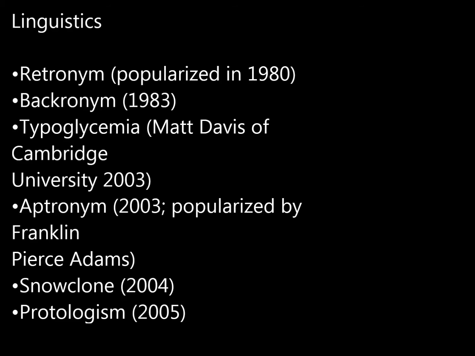Finally, in linguistics, we have words like retronym, popularized in 1980. We have backronym, created in 1983. We have typoglycemia, created by Mike Davis of Cambridge University in 2003. We have aptronym, created in 2003, popularized by Franklin Pierce Adams. We have snowclone, created in 2004, and we have protologism, created in 2005, among others.